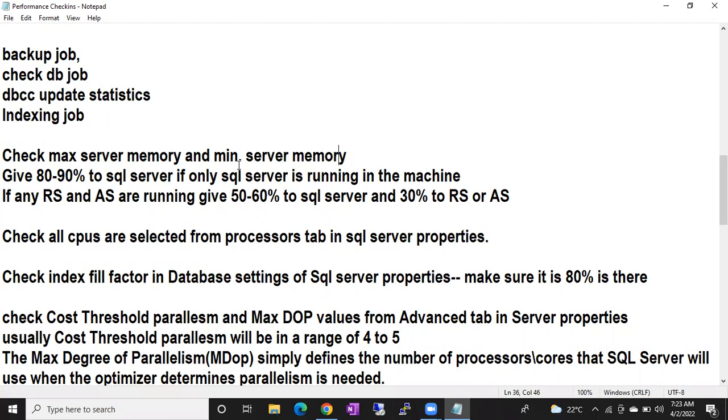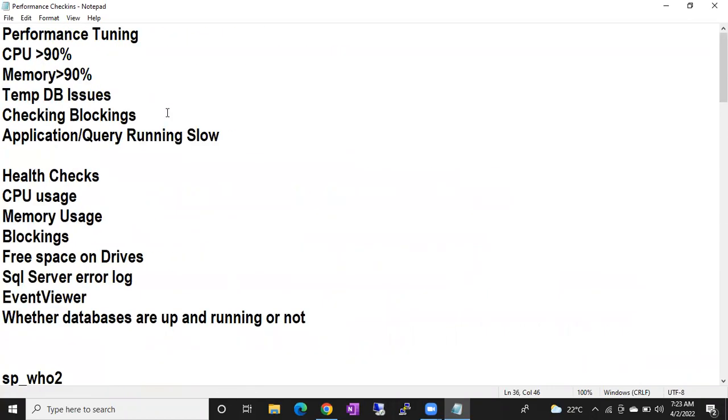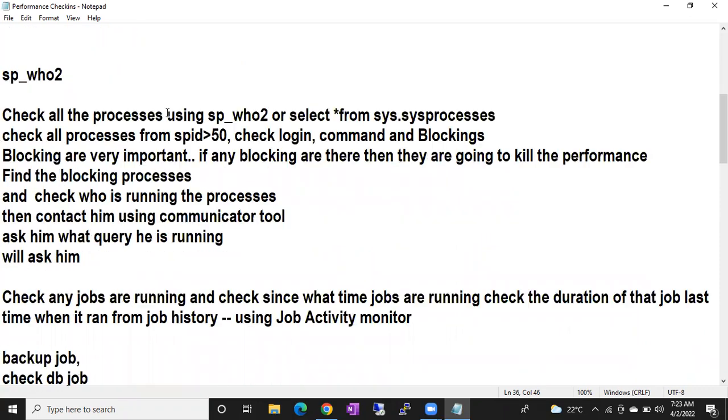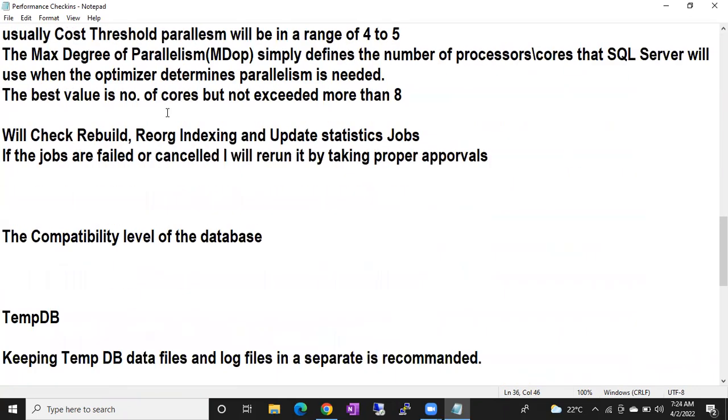Okay, so in the last class we discussed application running slow, query running slow, CPU 100%, memory 100%, and tempdb contention. For all these things, I have already shared this document with you. You can go through these documents. We have discussed all these things in our classes, so I'm just summarizing all the points again, briefing where we have to check, what we have to check, and the best practices.